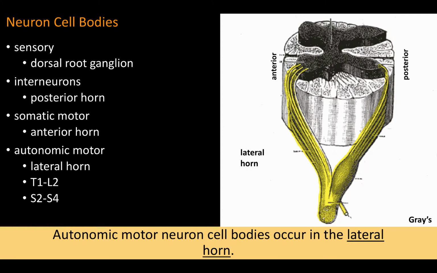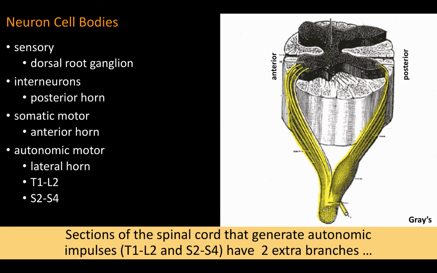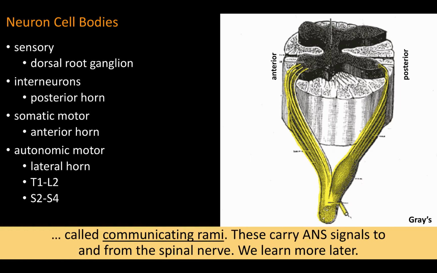Autonomic motor neuron cell bodies occur in the lateral horn. Like somatic motor impulses, autonomic impulses exit on the ventral root. However, this diagram is missing things. Sections of the spinal cord that generate autonomic impulses, T1 to L2 and S2 to S4, have 2 extra branches, called communicating rami. These carry ANS signals to and from the spinal nerve. We'll learn more later.